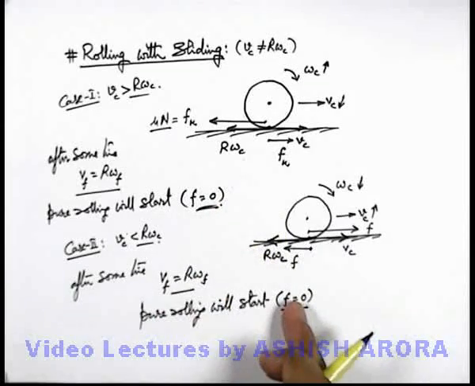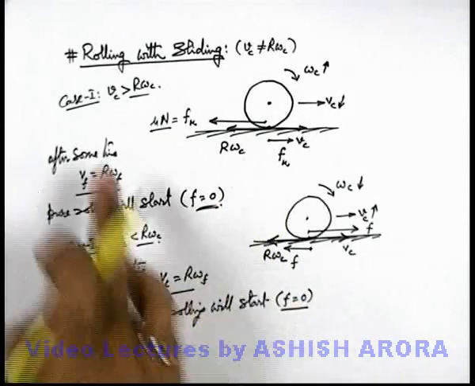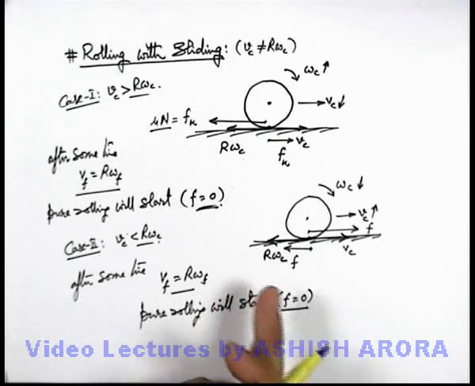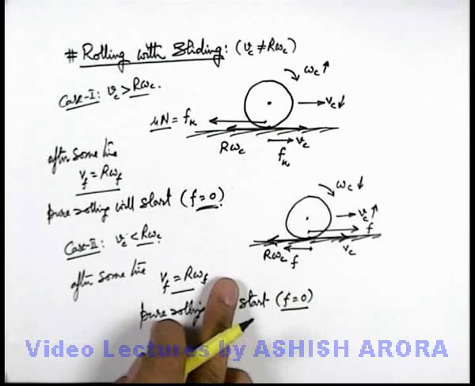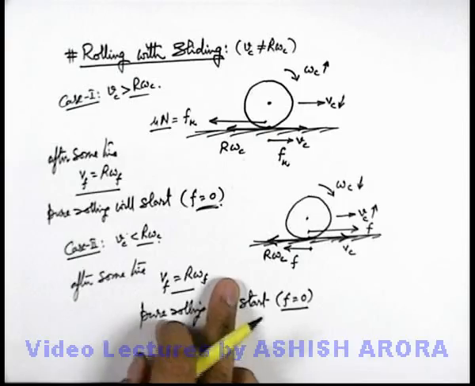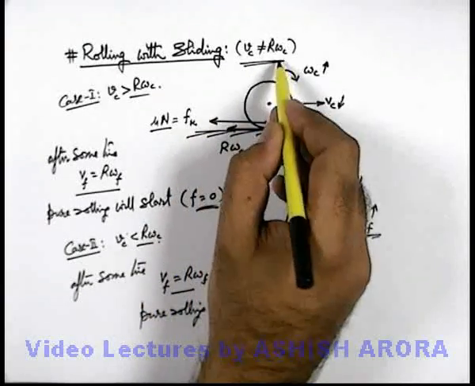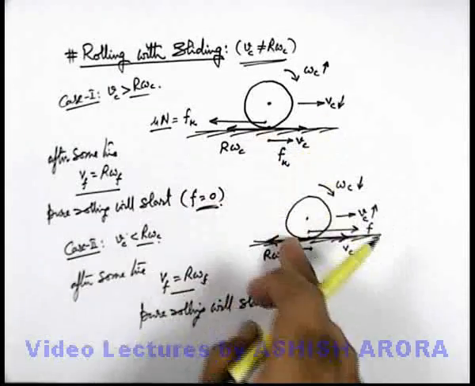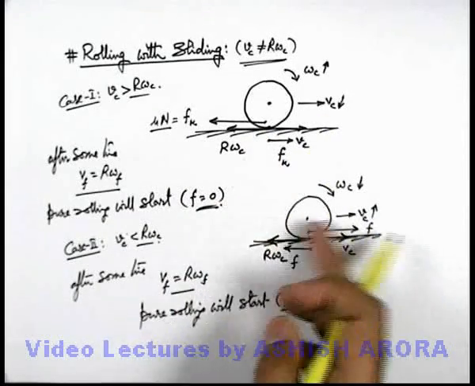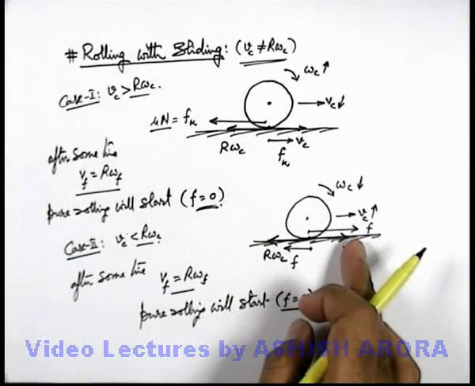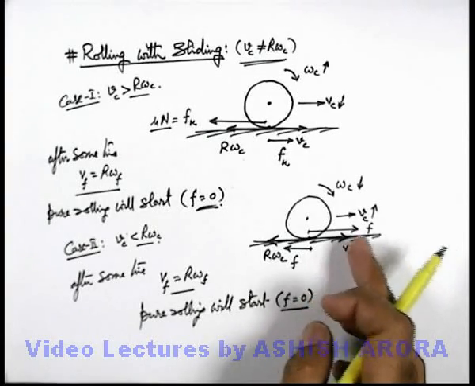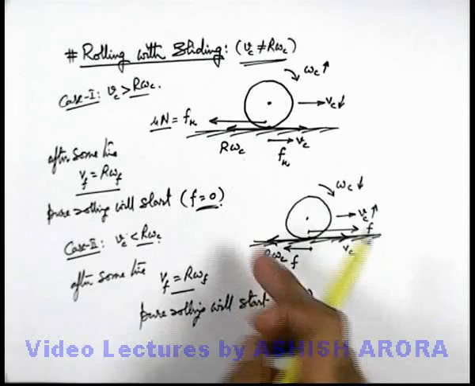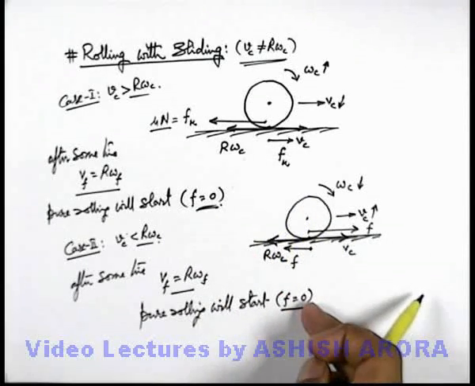Similar situations you can analyze in both of these cases. And we can also state that whenever there is a situation where no external force is acting and Vc is not equal to r omega c, that means the body is not in pure rolling, or the bottommost point of contact is sliding, then friction will always act in such a way that after some time the body will start pure rolling and the friction will drop to 0.